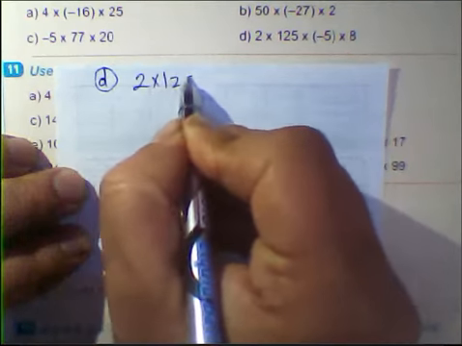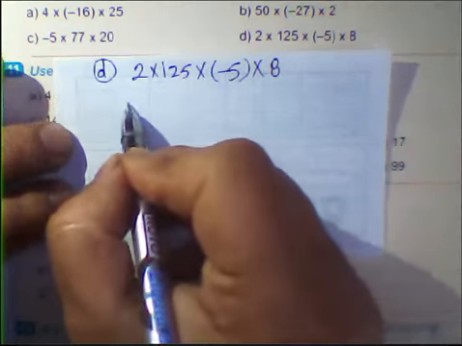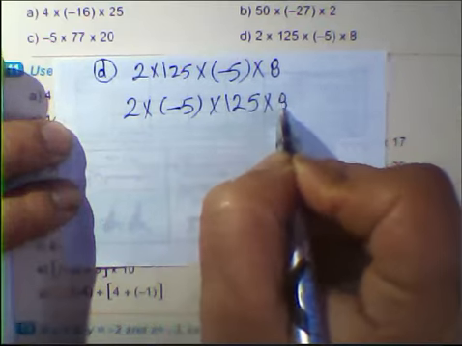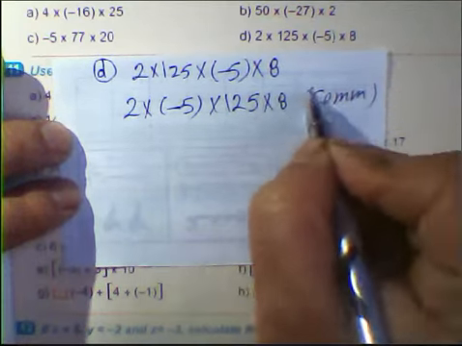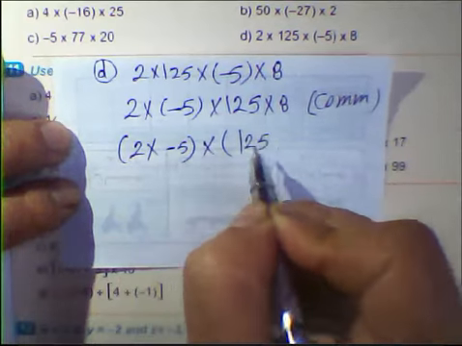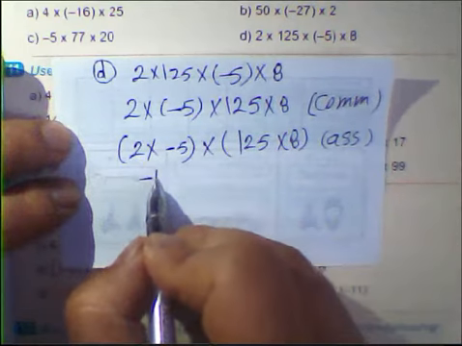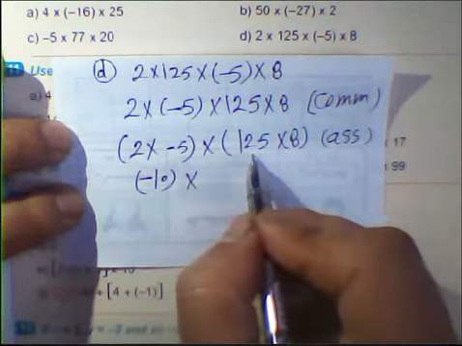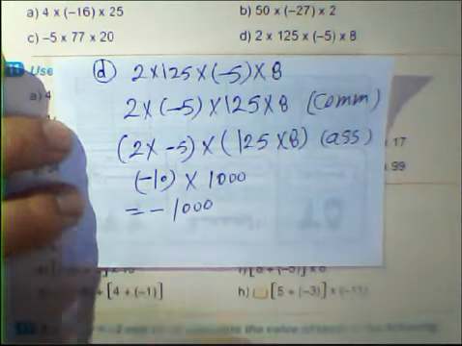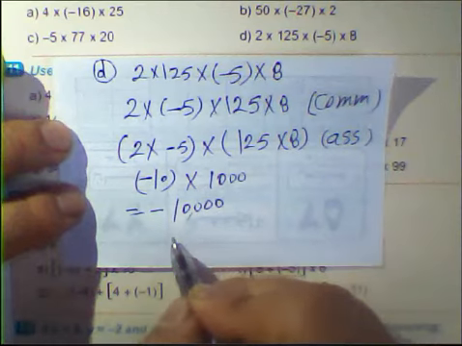To multiply 125 times negative 5 times 8, first we can use the commutative property to multiply negative 5 times 125 times 8. That was the commutative property. And then multiply negative 5 in parentheses times 125 times 8. That was the associative property. Negative 5 times 2 equals negative 10, times 125 times 8 equals 1000. So the result will be negative 1000, and write 0 behind it, so the result will be negative 10,000.